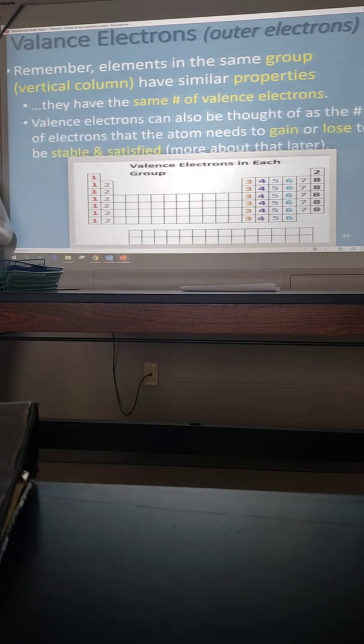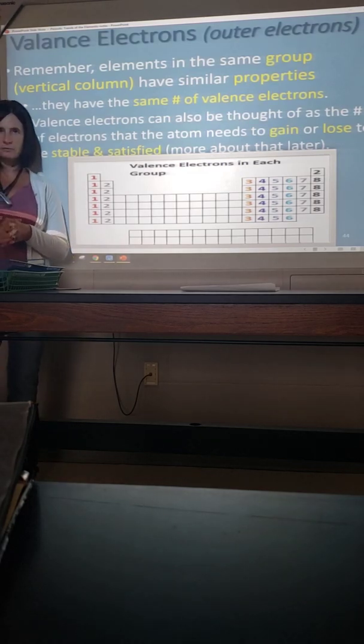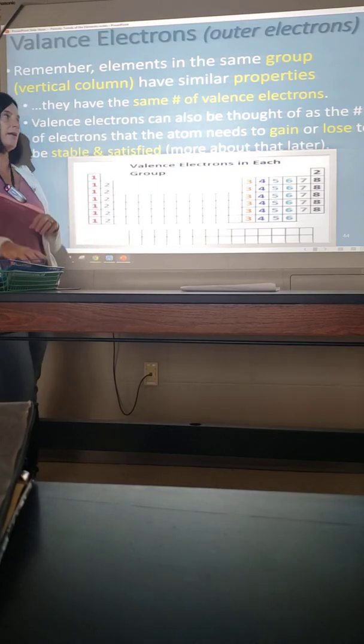All right, so valence electrons can also be thought of as the number of electrons that an atom needs to gain or to lose to become stable and satisfied. And this is basically what's going to determine how they react. Are they going to give up 1? Are they going to take 2? What are they going to do, right? Because it's very set. There's no guesswork to it. And again, I keep saying more about that later, but it all has to kind of come together.